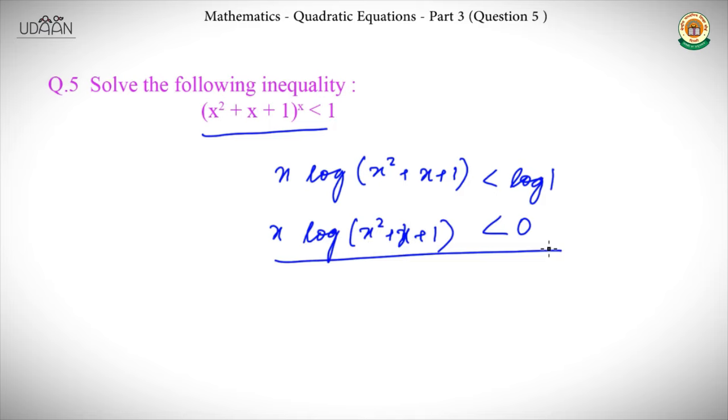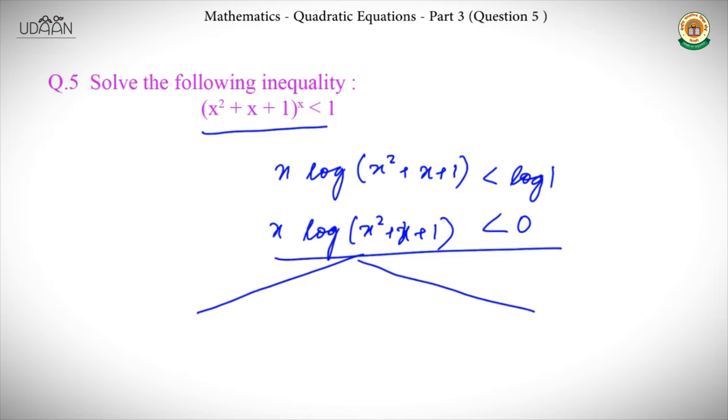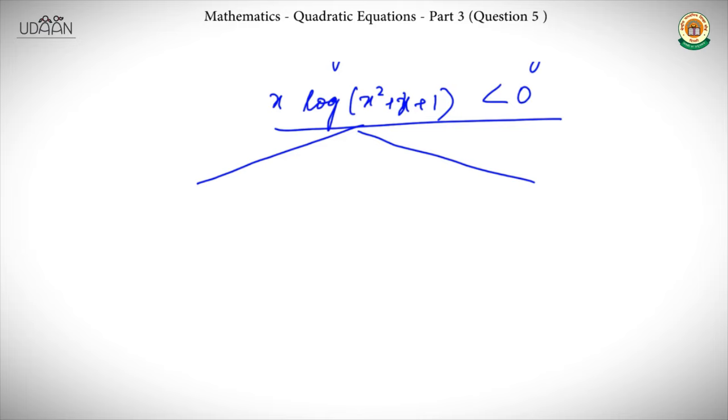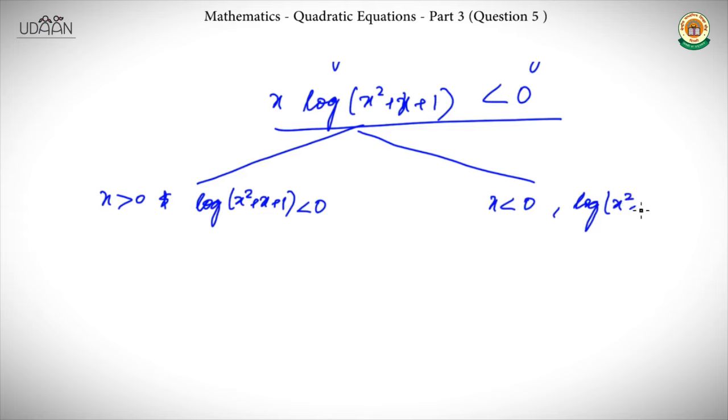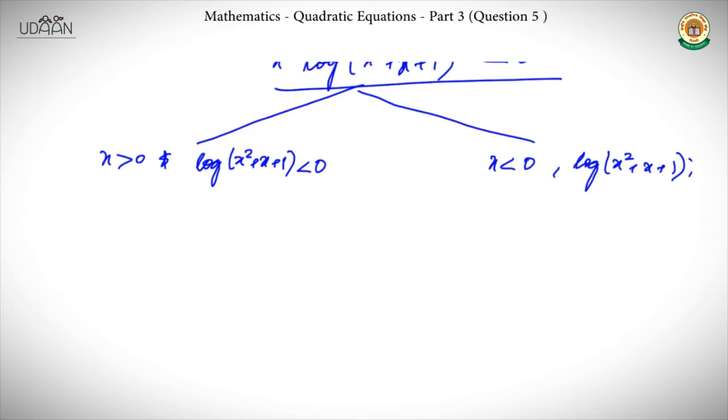Now we can obviously get two cases. The first possibility: either x is greater than 0 and log of (x square plus x plus 1) is less than 0. And the second case could be that x is less than 0 and log of (x square plus x plus 1) is greater than 0. It's always better to divide such inequality questions into cases, right?